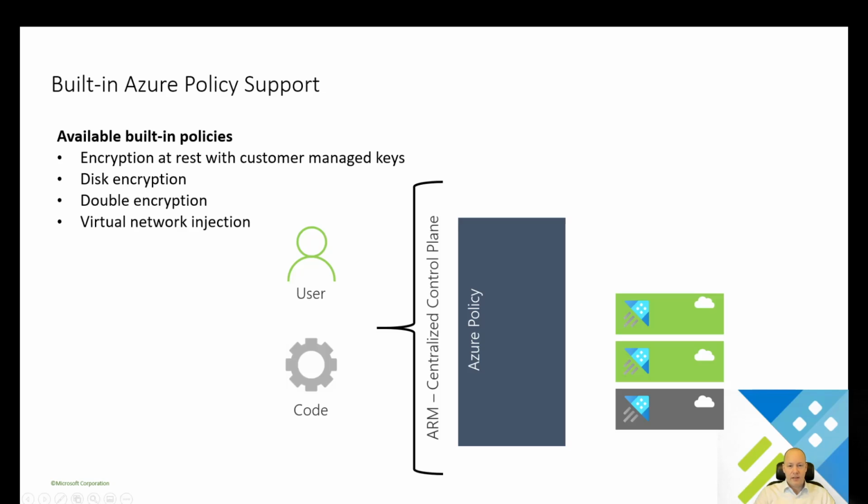So given that you as a user or your infrastructure as code interacts with ARM, so Azure Resource Manager, the centralized control plane, the policy engine is triggered as well. So you see it's operating based on your input, and then it checks the resources which fall under this policy and sees that some of them are compliant and some of them are not compliant.